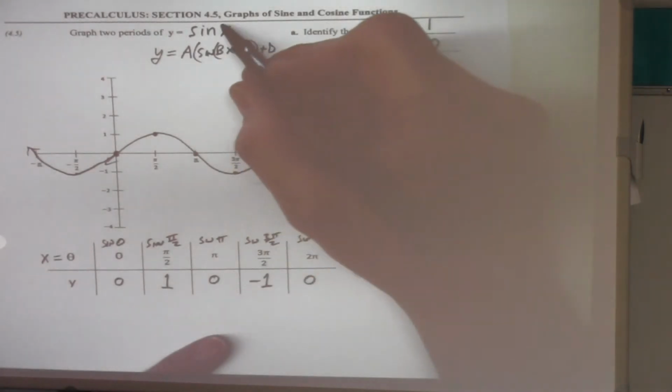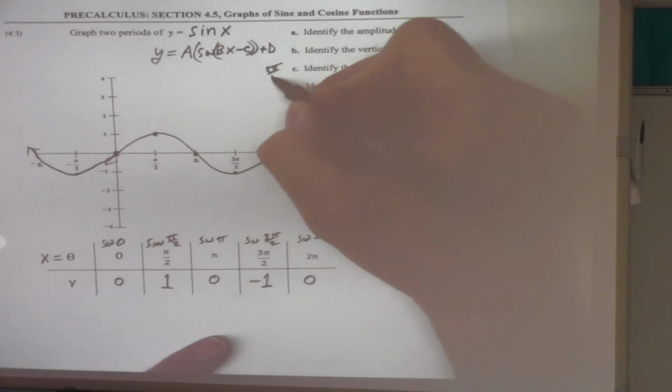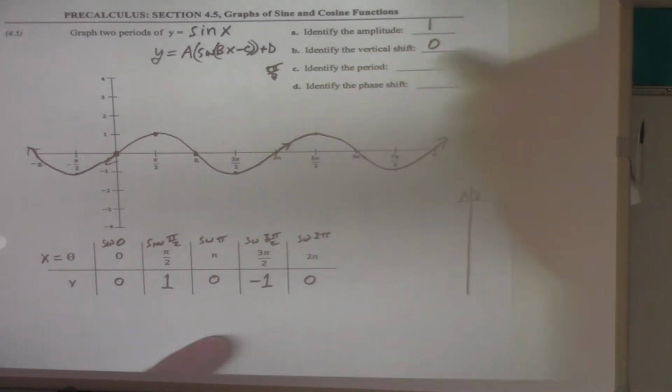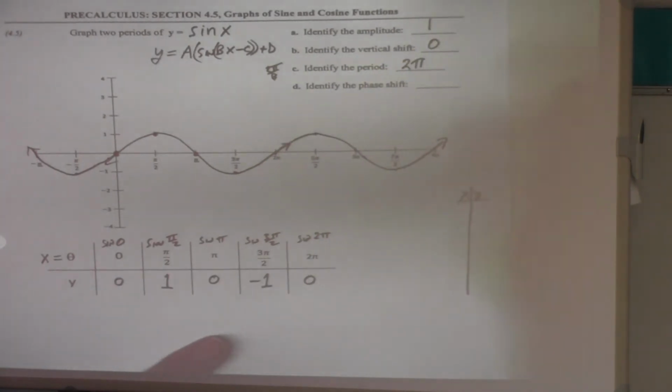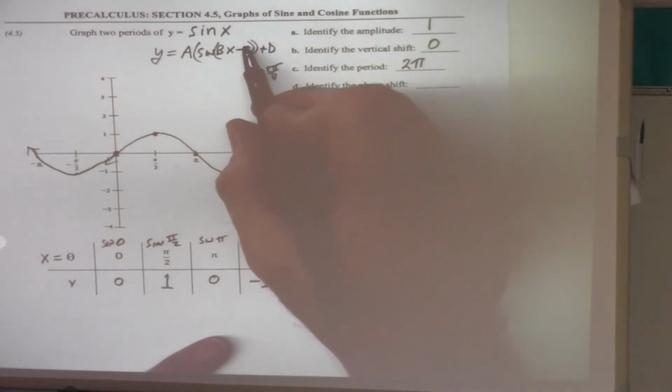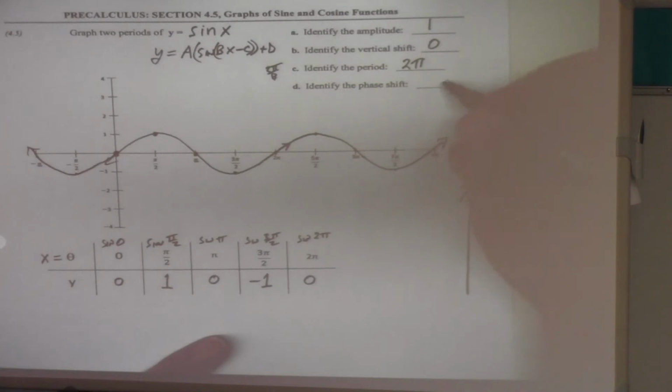The period, well, there's a 1 here. The period, remember, is 2 pi over b, and b is 1, so that means 2 pi over 1 is 2 pi. The phase shift is whatever c is, but there isn't any. There's no plus or minus anything to divide by the b, so therefore the phase shift is 0. Right? Yeah, okay, phase shift is 0. We're not doing a phase shift, so no phase shift.